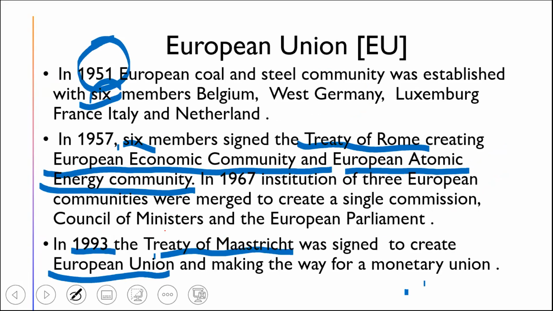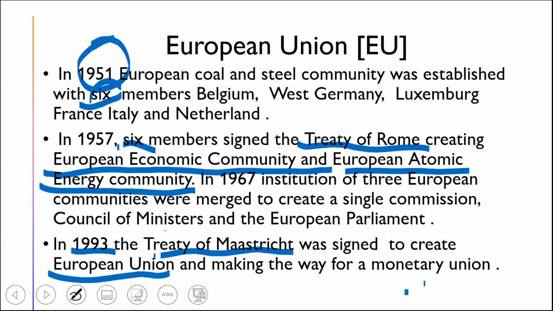In 1951, the European Coal and Steel Community was established with 6 members. What are we discussing? How was the European Union born? For that you have to go back. So the earlier history shows we are going back to 1951. In 1951, there was a European Coal and Steel Community. The countries which are producing coal, countries which are producing steel, they joined together. And they created a union.